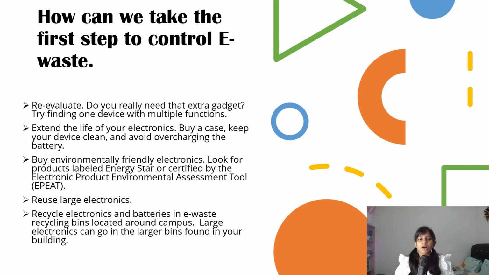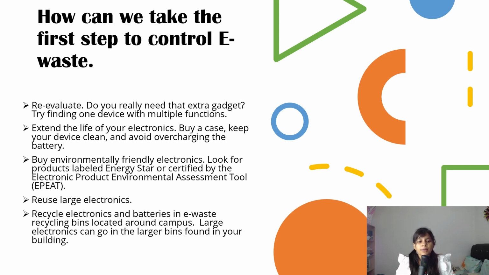Next would be, how can we take the first step to control e-waste? So first would be re-evaluate. Try finding one device with multiple functions. So instead of buying one device which has one function, we can try to find a device which has multiple functions at the same time. Next, extend the life of your electronics. Buy a case, keep your battery clean, device clean, and avoid overcharging the battery. So here we should try to extend the life of our electronic product by taking proper care of it, and we should never overcharge our product.